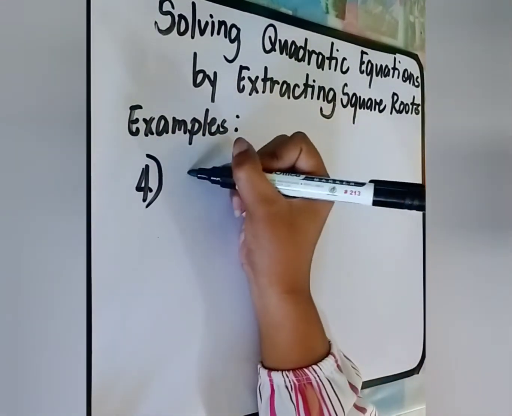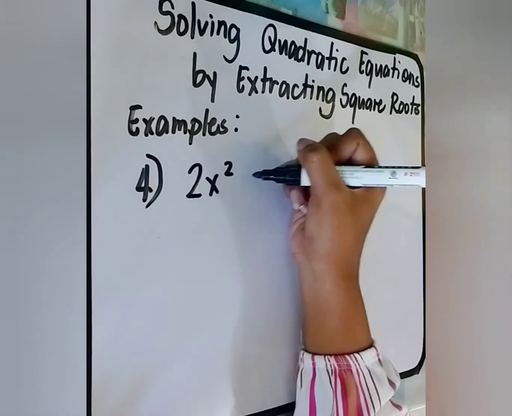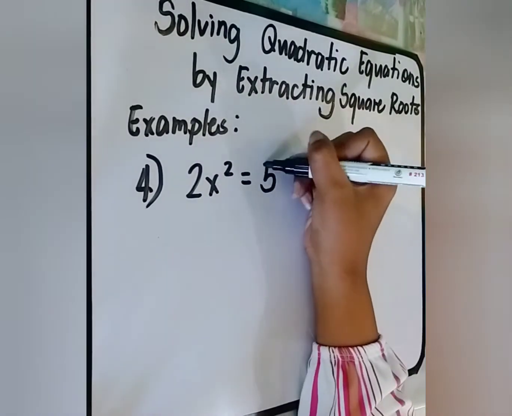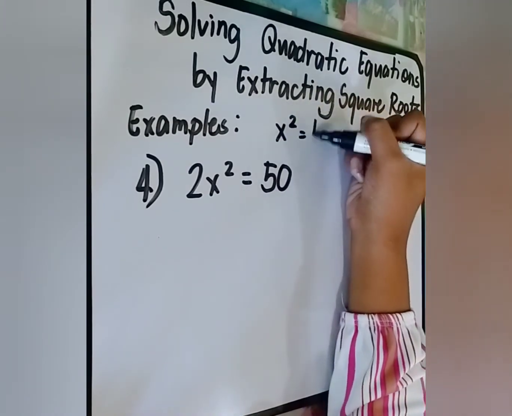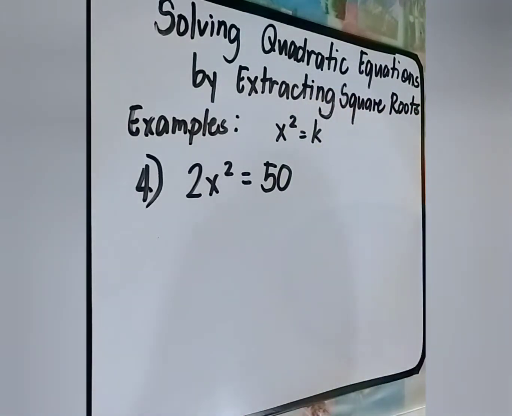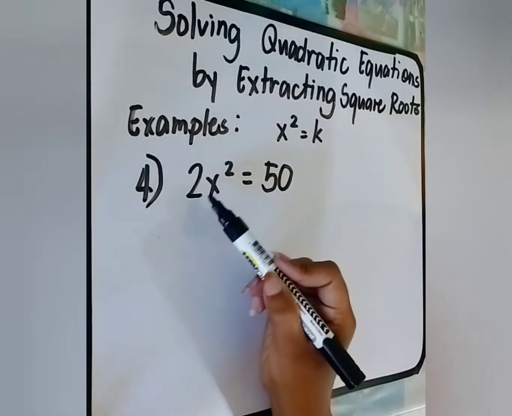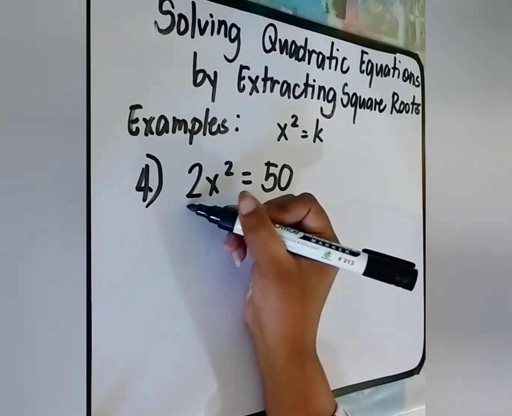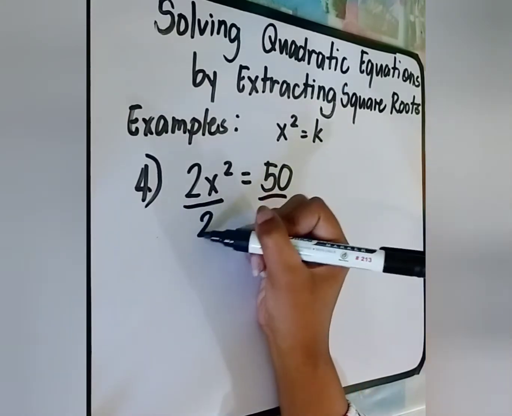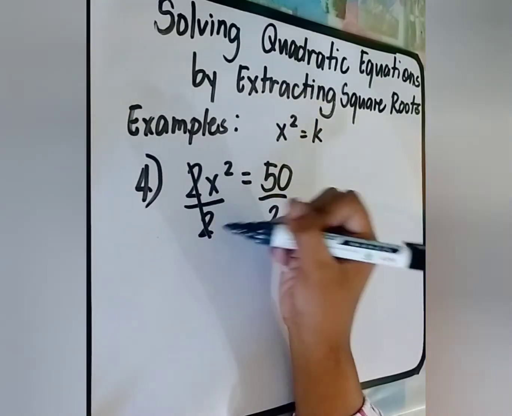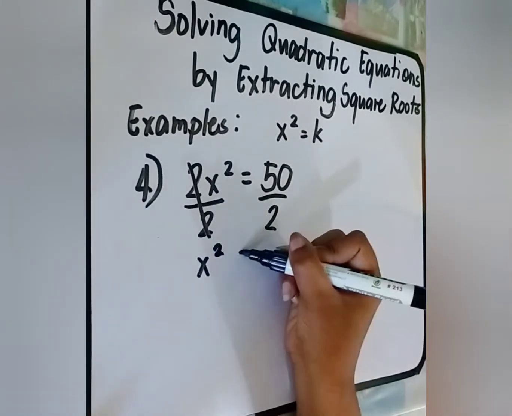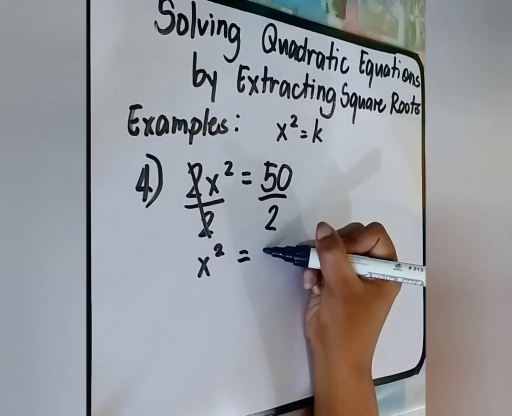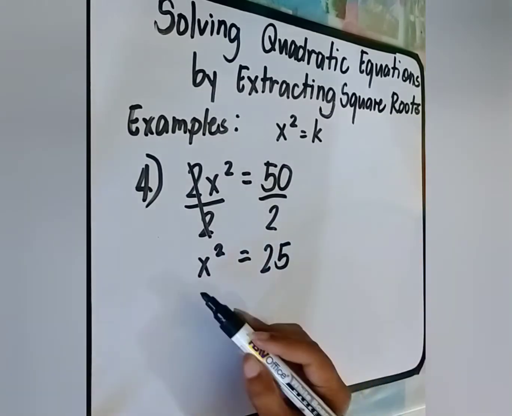Okay, let's have example number 4. Example number 4 is medyo mahirap ng konti. 2x squared is equal to 50 and we're going to transform that equation into x squared is equal to k. Okay, and then the first thing we have to do is to divide both sides of the equation into 2. So, 2 divided by 2, the answer is 1. And then yung natira na lang is x squared. And then 50 divided by 2, the answer is 25.